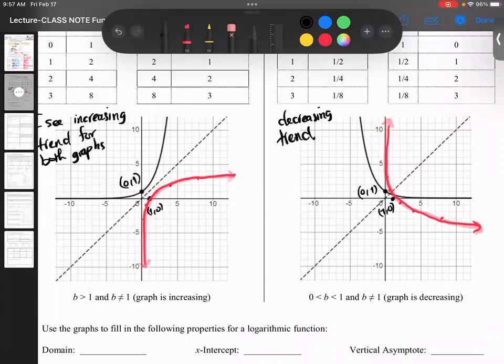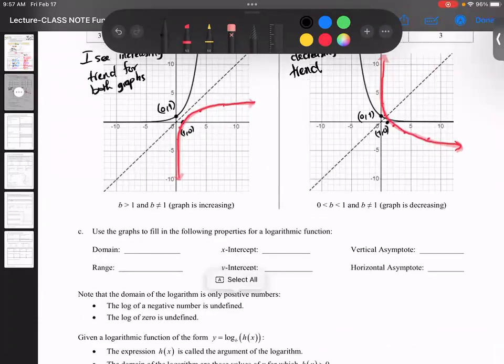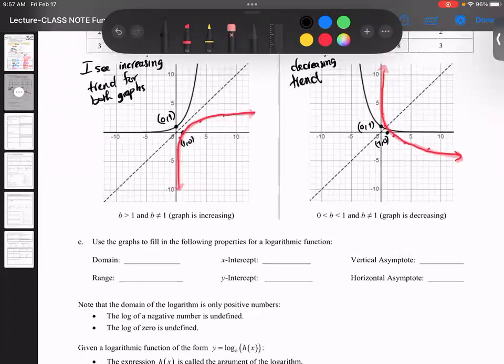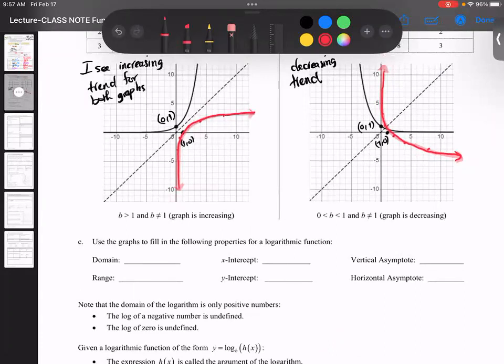Let's answer some questions. Use a graph to fill in the following properties of the log function. If you look at the red graph, can you tell me what's the domain of the red graph? Both of them. Where does it start? Where does it end? No. Domain, not range, domain. Domain means x values. Do I see it cross the left side of the y-axis? No, right?